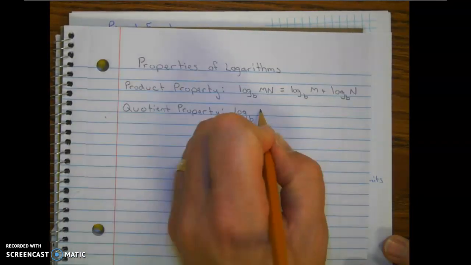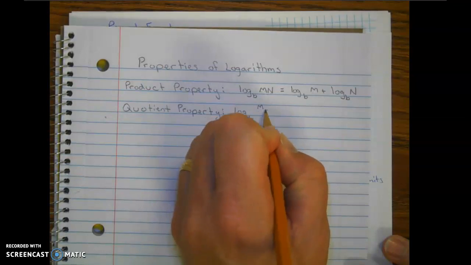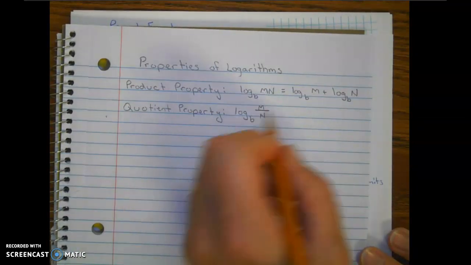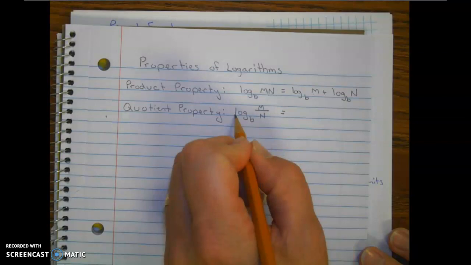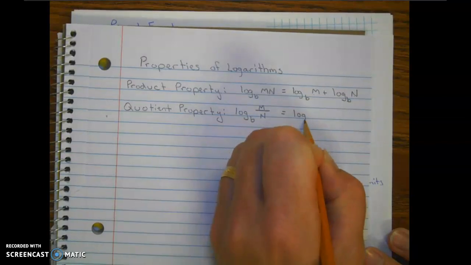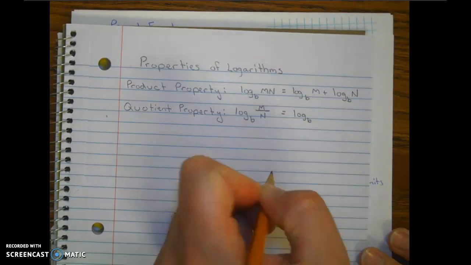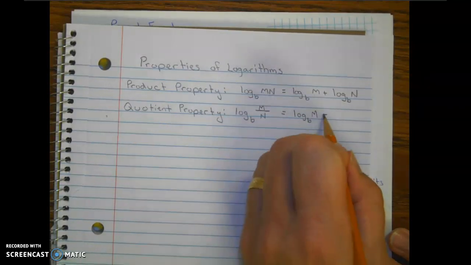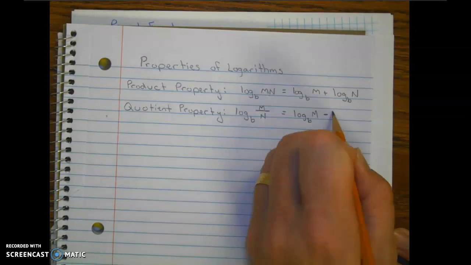Log base b of m over n. As you can see, we have a division here, hence the word quotient. So to expand this out, we're going to take log base b of m, and this time we subtract log base b of n.